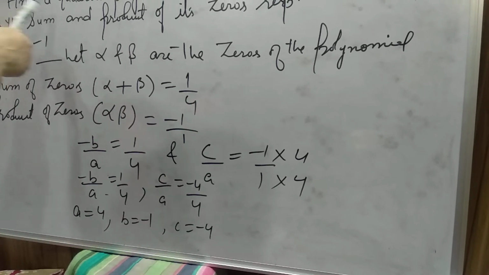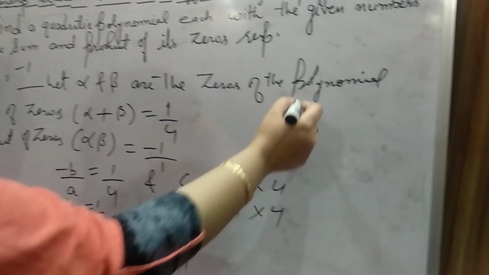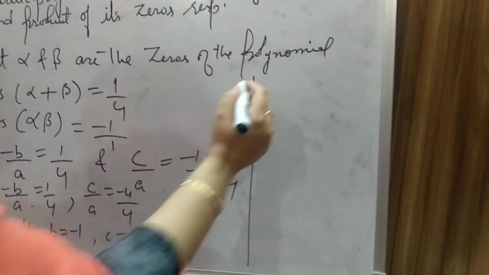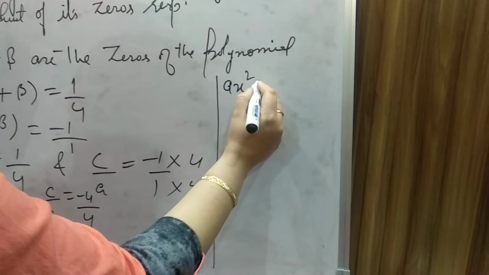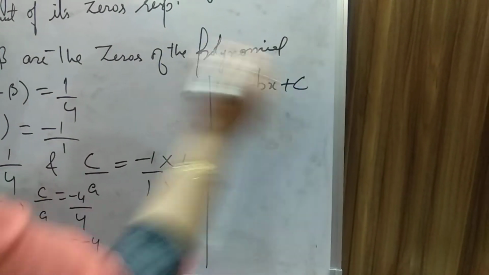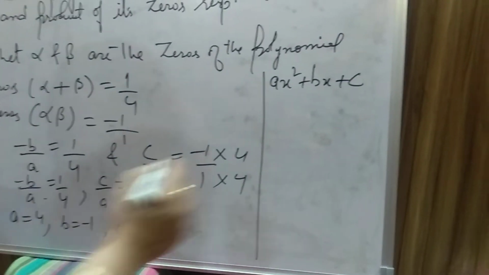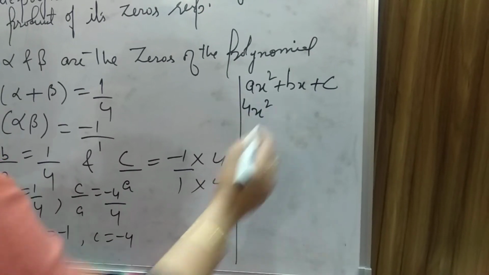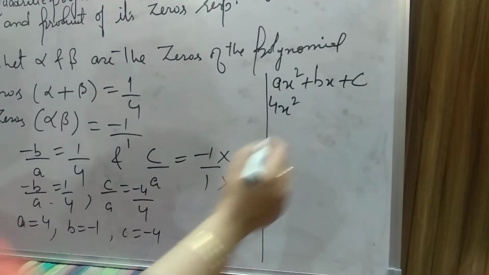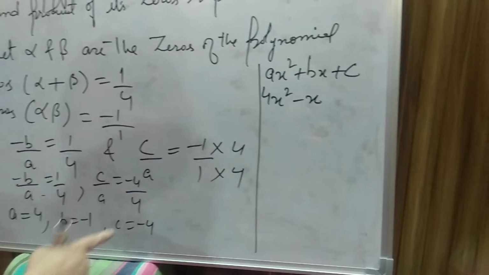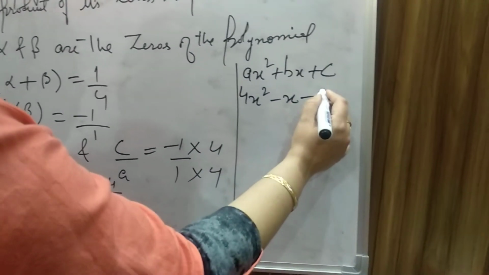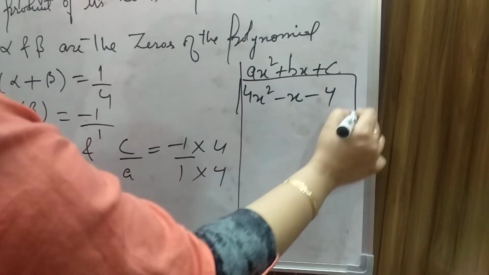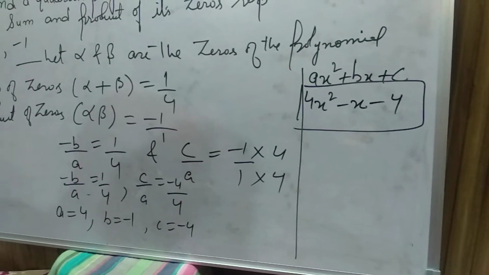And we have to find the quadratic polynomial, and we know that the general form of a quadratic polynomial is ax square plus bx plus c. Here a is equal to 4, that means 4x square. b is equal to minus 1, minus x, and c is equal to minus 4, minus 4. So this is the required quadratic polynomial.